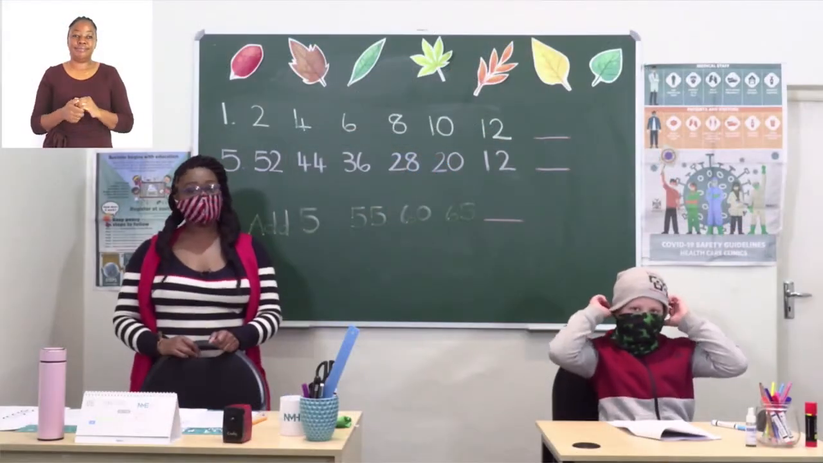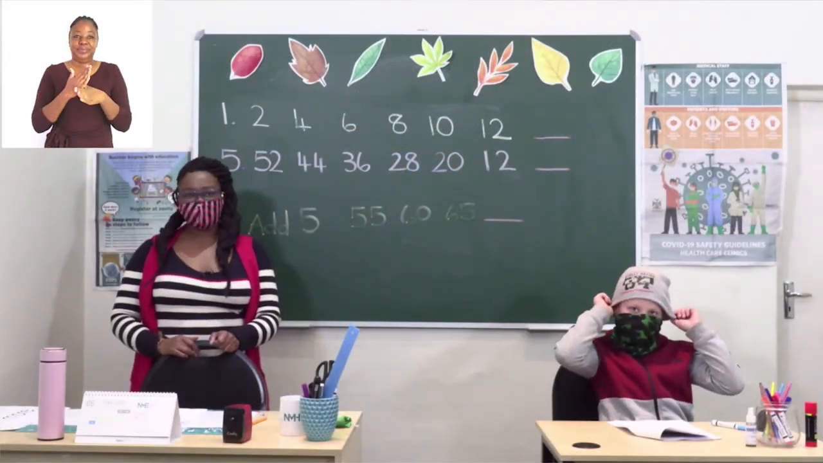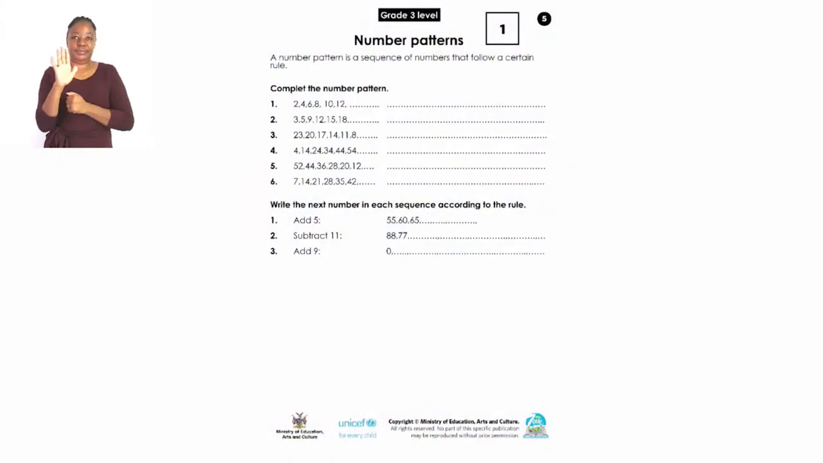I hope you enjoyed your exercise. Now let's turn to page 5. On page 5, you can see that we have number patterns. And the instruction says, a number pattern is a sequence of numbers that follow a certain rule. It is your job to complete the number patterns. Now, there are many ways to do this, but I am going to show you one way that will be very simple for everyone. Let's take a look at the board.